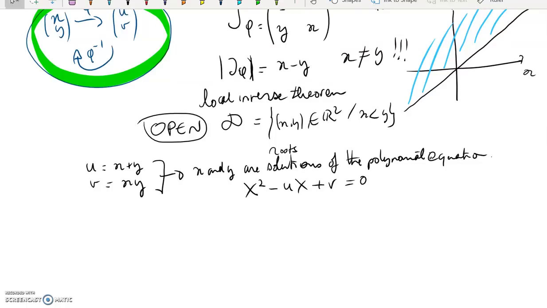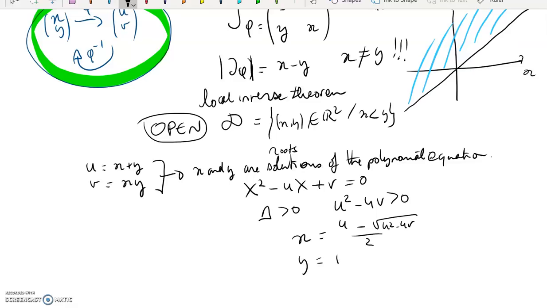In order for this polynomial to have two roots, we need the discriminant delta to be strictly positive. So we need u squared minus 4v to be greater than 0. That's one part. And then in that case, x and y are given by u plus or minus. So if we chose x to be smaller than y, x is u minus the square root of u squared minus 4v, over 2, and y is u plus the square root of u squared minus 4v, over 2.